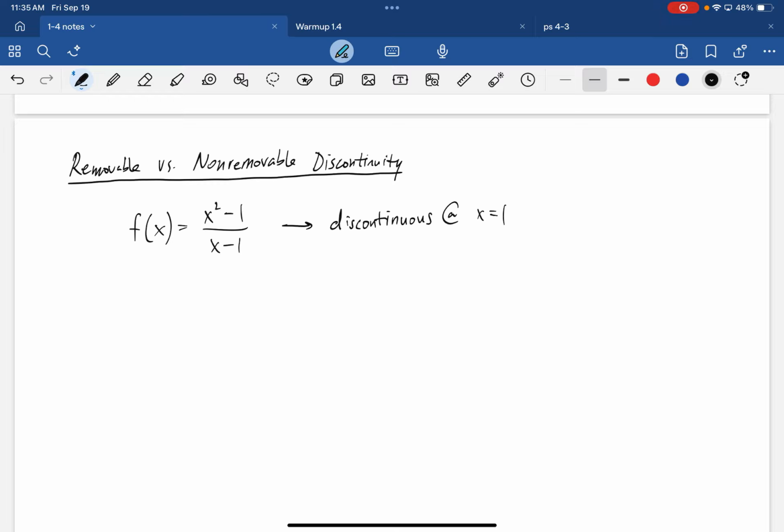But the reason that we call this a removable discontinuity is because we can actually get rid of it really easily. We can remove it. And the reason is that if we factor this, if we factor the top, right? What does the top factor as? Anybody?